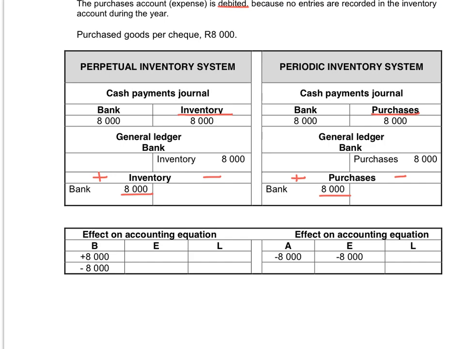In the accounting equation, your inventory will increase your assets, and your bank that you take the money out will reduce your assets. In the periodic system, you will decrease assets with the money that you paid, and because purchases is an expense, expenses decrease profits, so the equity will decrease with 8,000 Rand.